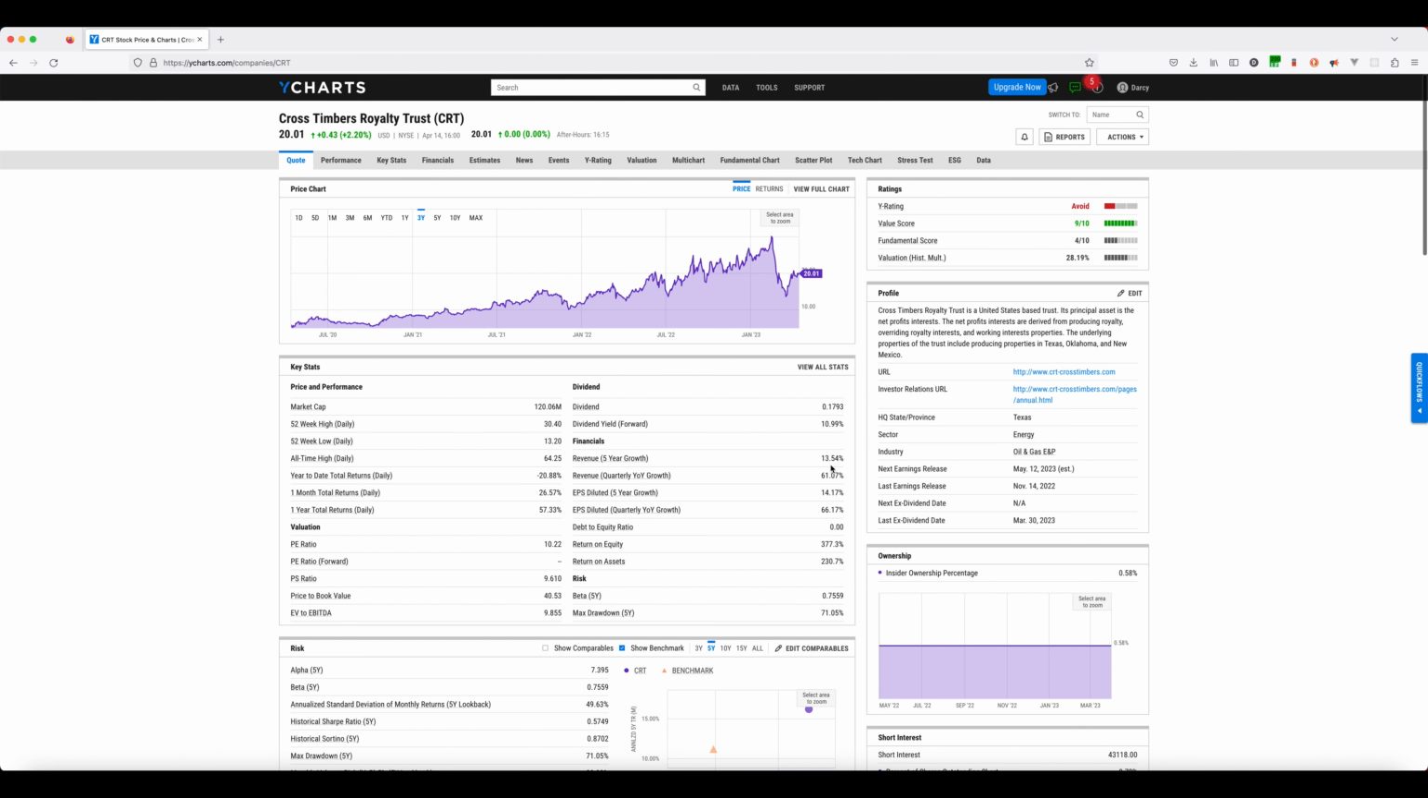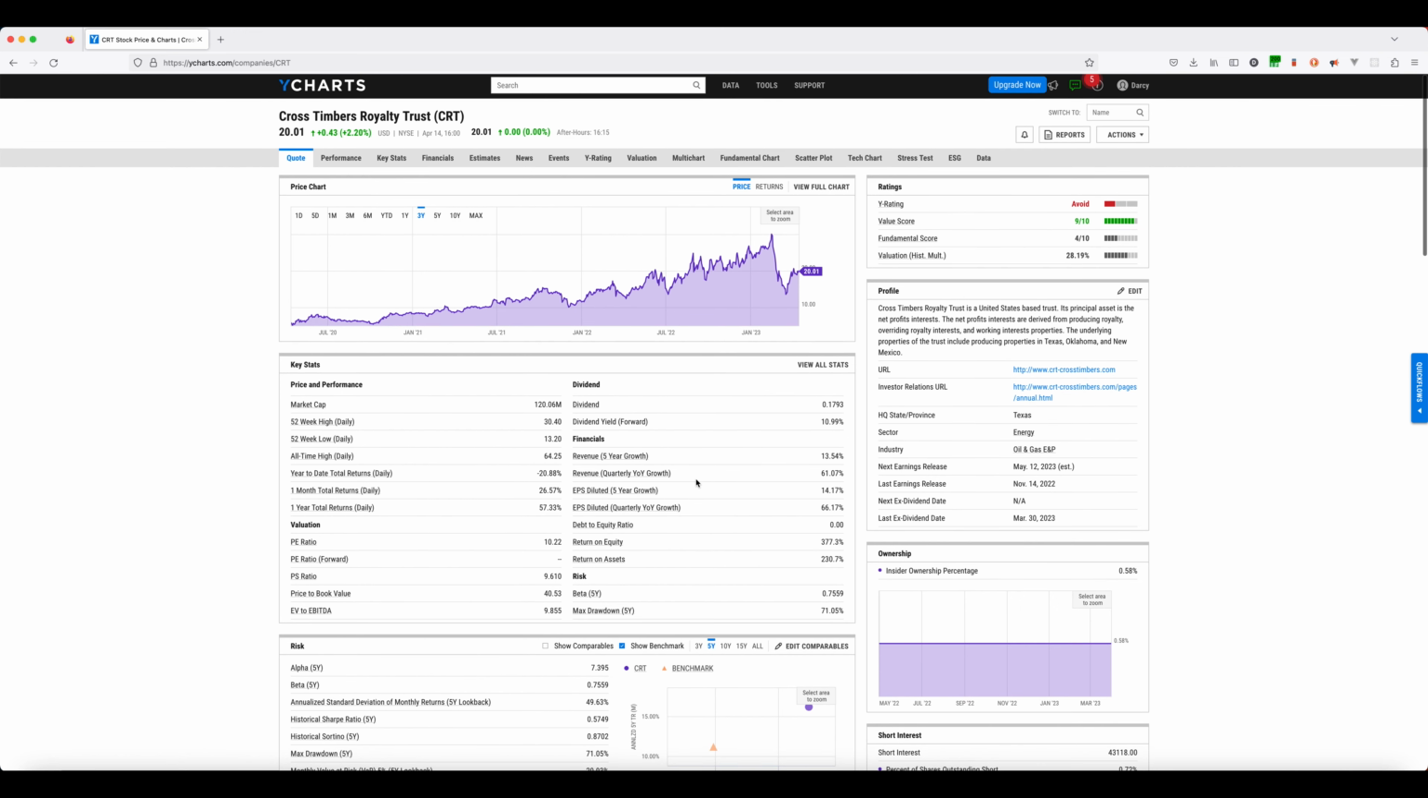Five-year revenue growth, 13%. Recently, quarterly year-over-year growth, 61%. EPS, five-year growth, 14%, but has been booming lately. EPS diluted, 66%. Debt to equity ratio 0%. Return on equity is wild. It's 377%. Has a PE ratio of 10.